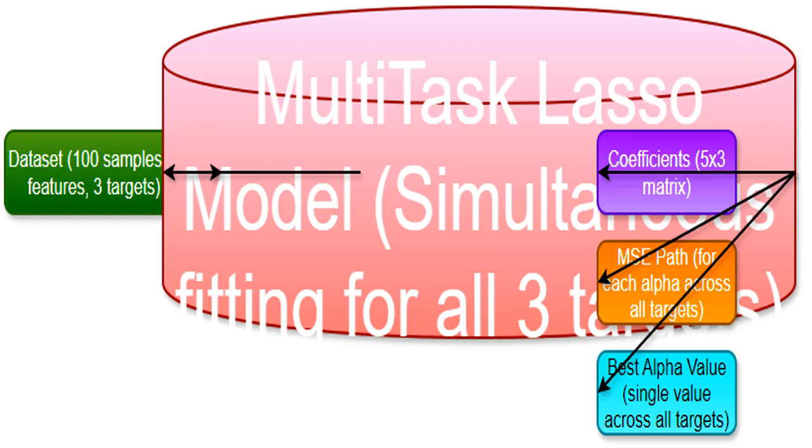To find the best ALPHA, I tested several values. For each, I calculated the mean squared error, MSE, a measure of prediction error, averaged across all three target variables. The path shows how MSE changes as ALPHA changes. This helps to choose a value that balances model complexity and prediction accuracy.